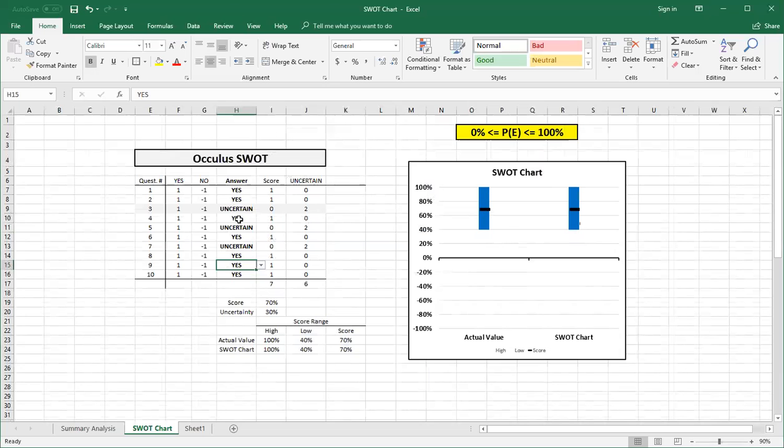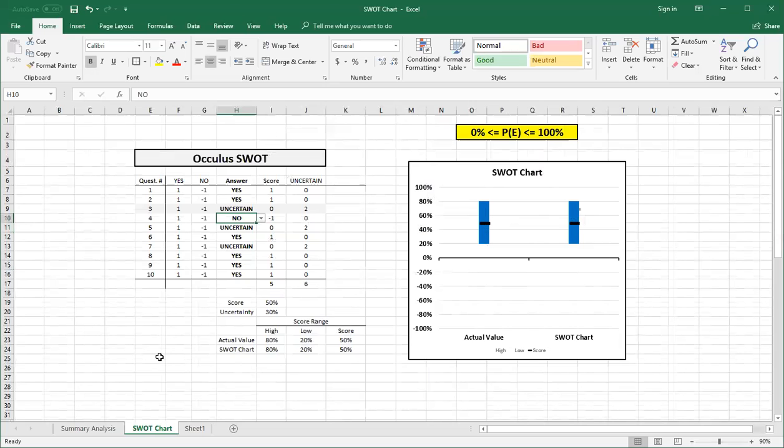By the same token, suppose it moves down. So yes, no, and it moves the entire bar up and down. Uncertain changes the length of the bar. The top half of the bar, above the black line here, which is green in the SWOT chart, represents the potential. The bottom half represents the risk. So that's how it works.